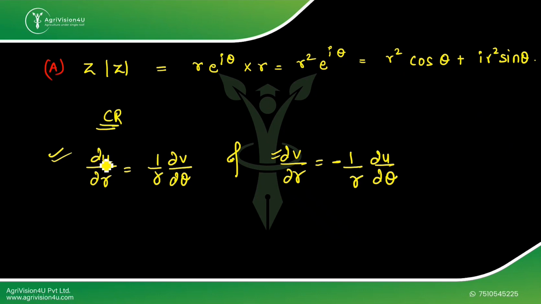So what is du by dr? It will be 1 by r dv by d theta. Right? You can write this as u subscript r, and similarly you can write here v subscript r. Like that we will see what the values of ur and vr are. Similarly, this will be v theta, and the partial differentiation with theta will be u theta. Like that we can write for simplicity.